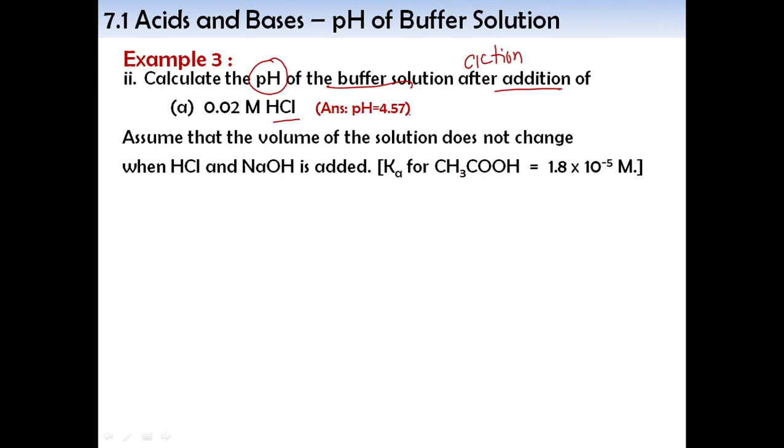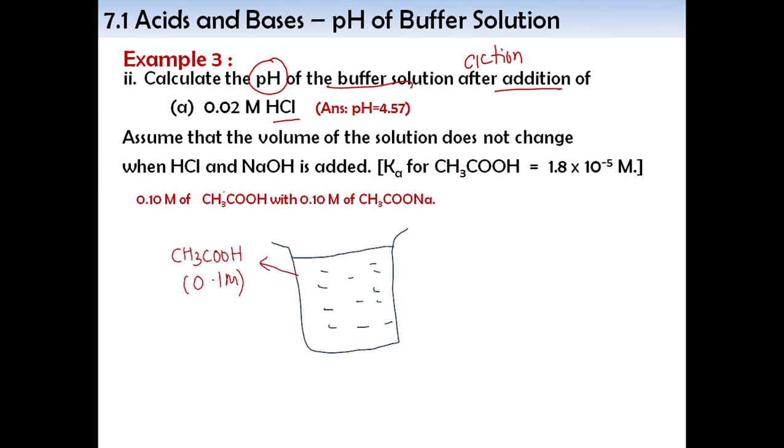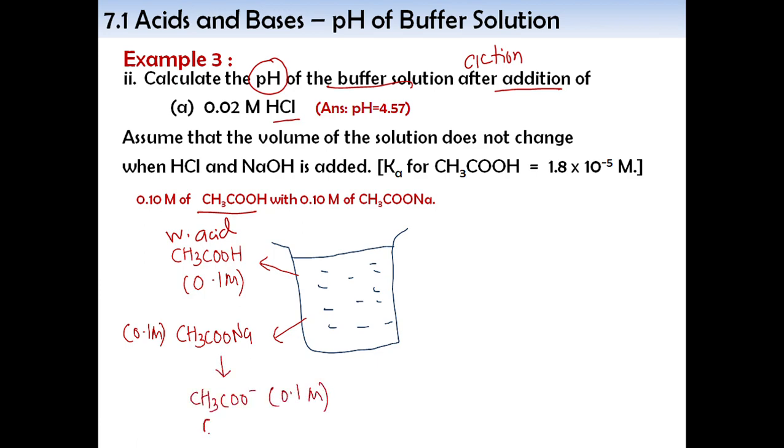Jadi, before kita kira, saya nak explain dulu. This is my buffer solution. So, saya made up my buffer solution with CH3COOH. So, this is my weak acid. And I mix this with the salt. Kenapa perlu ada salt? Because this will give you conjugate base. Completely dissociate, concentration adalah sama. So, initially, saya ada this in my buffer solution.